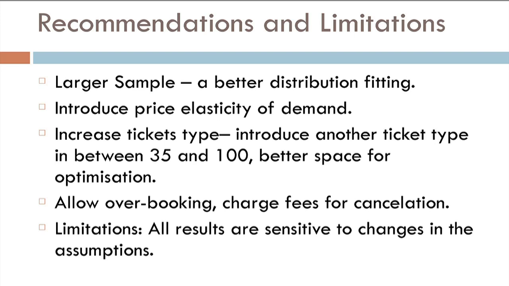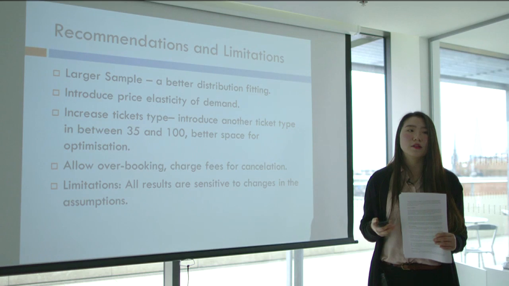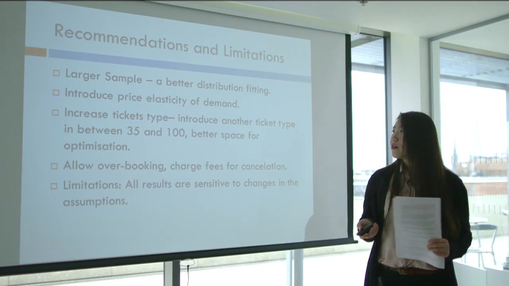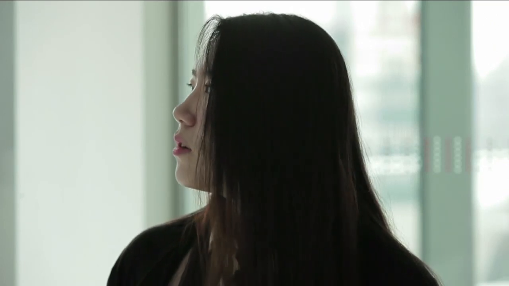The second recommendation is to introduce the price elasticity of demand, because currently our prices for the full fare and discounted fare are fixed at the levels of 35 and 100. But this might not be true in real-life cases, because we often see airline companies increase their ticket prices when the demand rises, especially as approaching the day of departure. And the third recommendation would be to increase the ticket types, because currently we only have 2 types of tickets. It would be better to add another ticket type in between 35 and 100. This will lead to a better space for optimization.